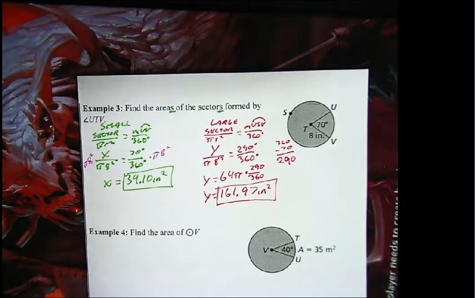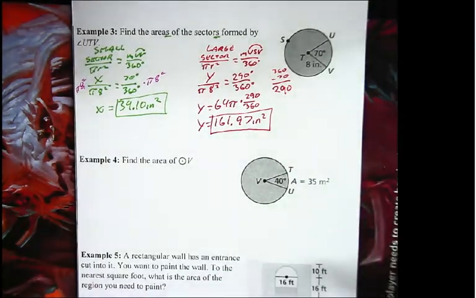All right. So not too bad. Again, it's just proportions. You're using the area of a circle, so we can do this. Let's see here. Example 4.